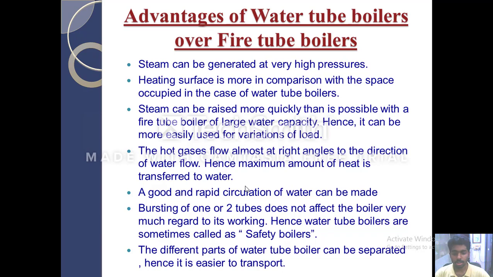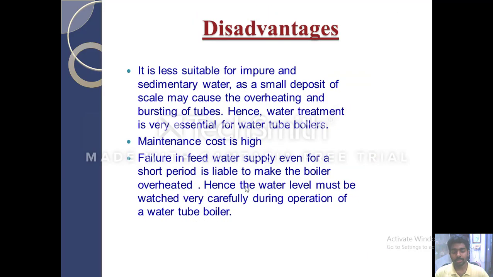Bursting of one or two tubes does not affect the boiler very much with regard to its working. Hence, water tube boilers are sometimes called safety boilers. The different parts of a water tube boiler can be separated, hence it is easier to transport. The hot gases flow almost at right angles to the direction of water flow, hence the maximum amount of heat is transferred to the water.